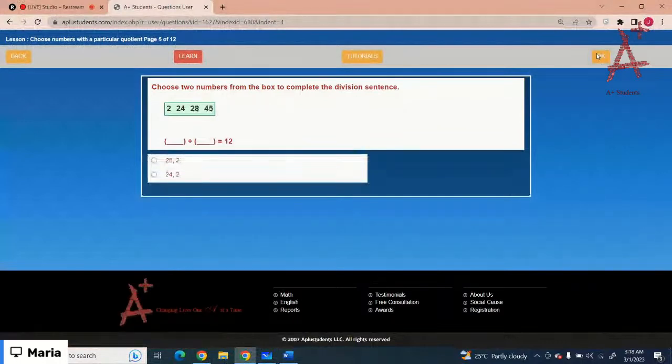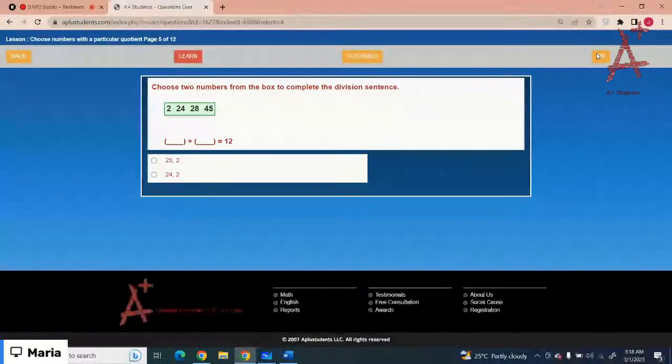Okay, the next one is choose two numbers from the box to complete the division sentence. Now we're going to look at the given options. The first one is 25 divided by 2. Can you divide 25 by 2? No, you cannot. Got it? Just look at the second one, 24 and 2.